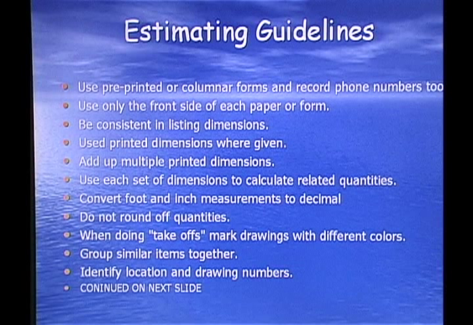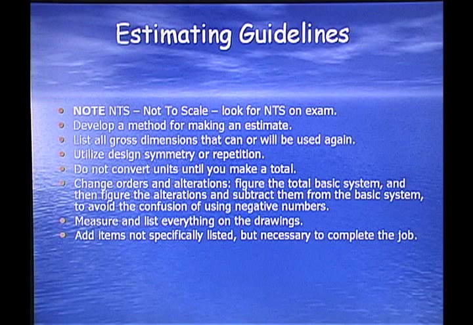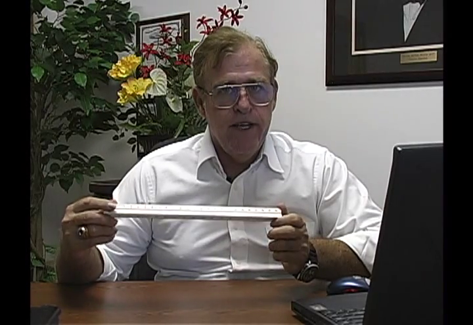When doing takeoffs, mark drawings with different colors to determine what you've already taken off. Group similar items together. Identify location and drawing numbers. Note NTS, not to scale. If you're working on a drawing, you're going to see this on the exam. They're telling you you can't do takeoffs as if it was to scale. In point of fact, probably the 32nd scale on the engineering ruler could be used as a guesstimation if you can't figure it out any other way.